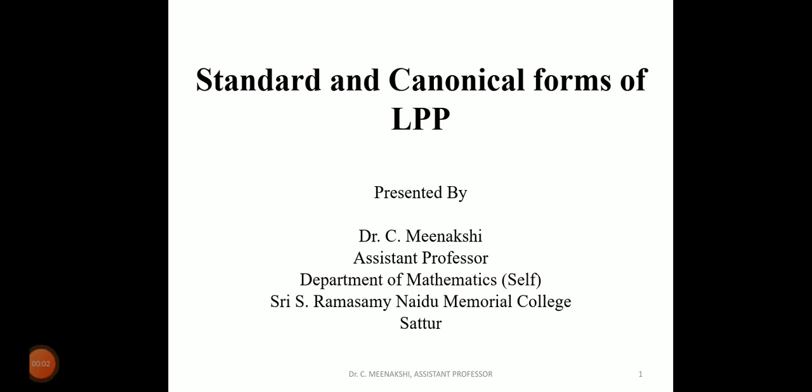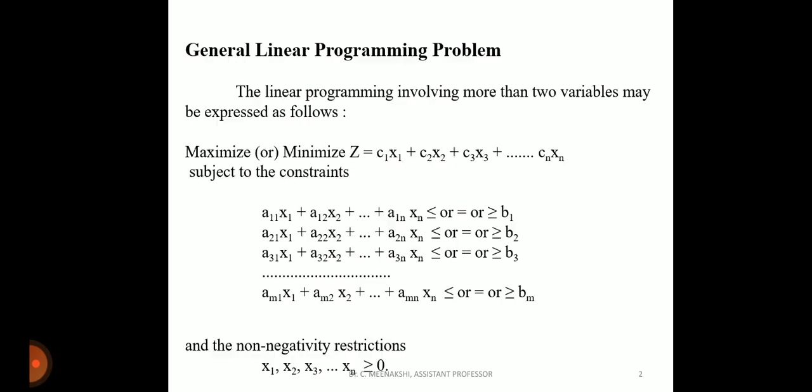In this video, we have to see what the standard and canonical forms of an LPP, that is a linear programming problem, are. First, we have to see what the general form of a linear programming problem is. For this purpose, we take n variables x1, x2, etc., xn. Then we specify the objective of the function, that is, whether to maximize or minimize.